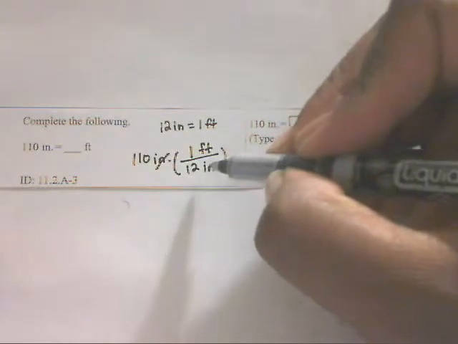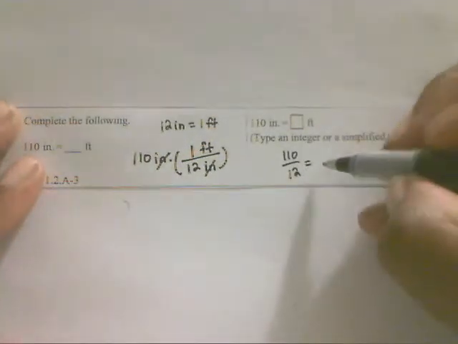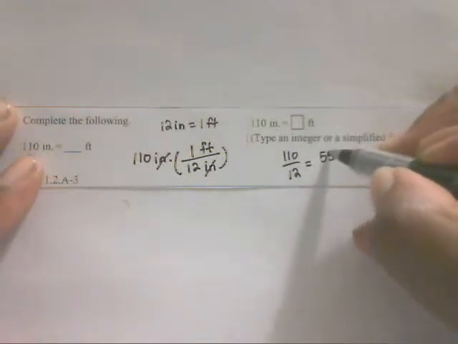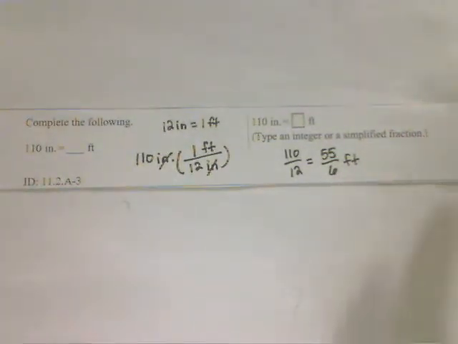Okay, so here we're using a unit analysis, which means we can divide out the inches and do 110 divided by 12. Now they want this as a simplified fraction, so it will be 110 over 12, but in simplest form it's going to end up being 55 over 6 when you divide the numerator and the denominator by 2. So as a simplified fraction, it'll be 55 over 6 feet for 110 inches.